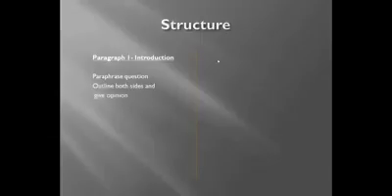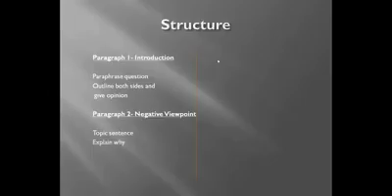Let's look at the sentence by sentence structure. So paragraph 1 will be your introduction, and you're first going to paraphrase the question. Then you're going to outline both sides, and then you're going to give your opinion. Paragraph 2 will be the negative viewpoint, so the viewpoint that you don't agree with. You're going to state the topic sentence, explain why people think that, give an example of why people think that, and then state if you agree or not.